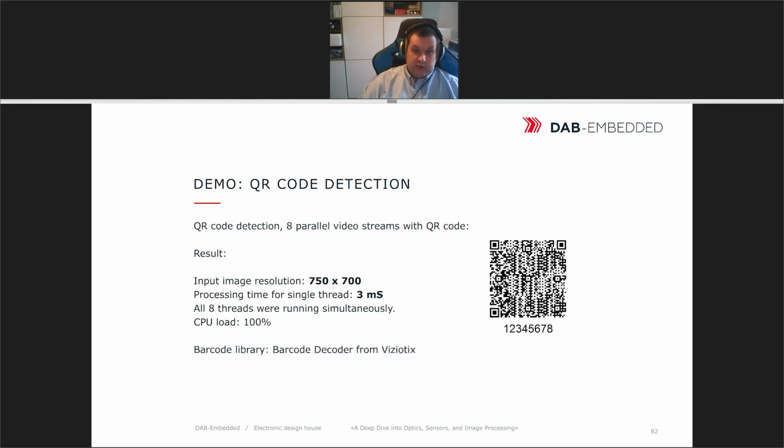I also did a demo with barcode scanning. I ran a barcode algorithm on the processor, not on a DSP or OpenCL, just running NEON-optimized barcode scanning code, and I got 3 milliseconds with 8 parallel threads, 8 parallel barcode scanning applications running. Of course, I got 100% CPU load, but at the same time, all of them report about 3 milliseconds per scanning.